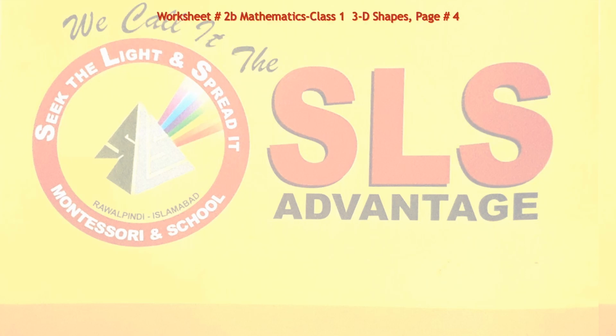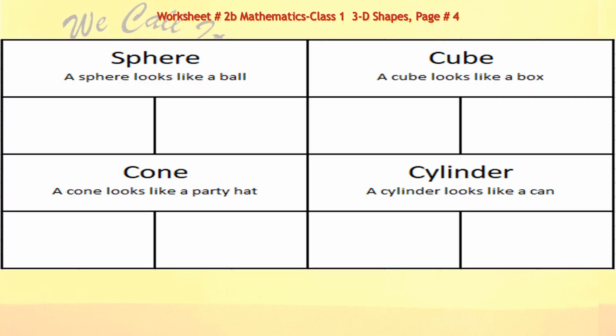Now open up page number 4, worksheet number 2B. It's also about 3D shapes. Oh, I can see some 3D shape names written. A sphere looks like a ball and 2 blank boxes are given under it. The next shape is written a cube. A cube looks like a box. Again, 2 blank boxes are given for cube.